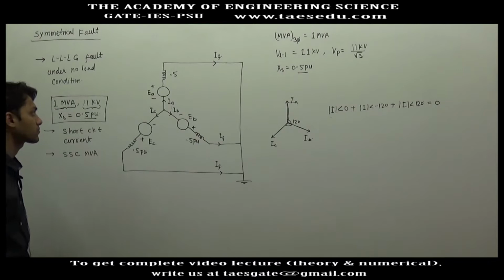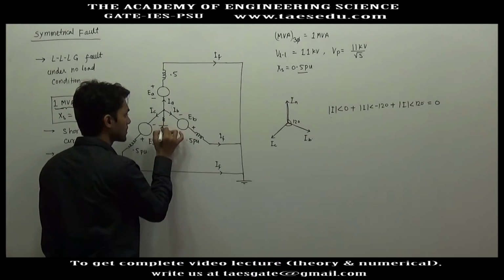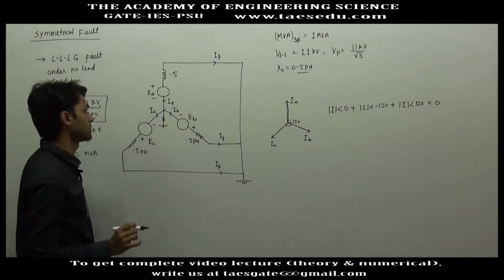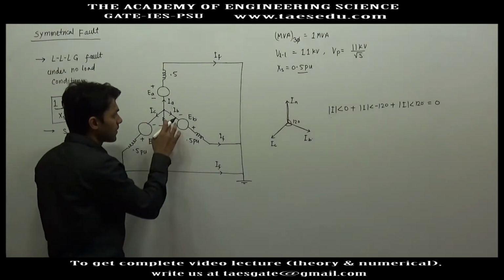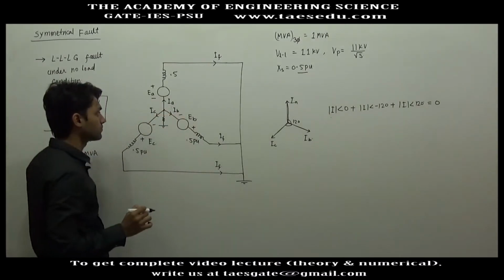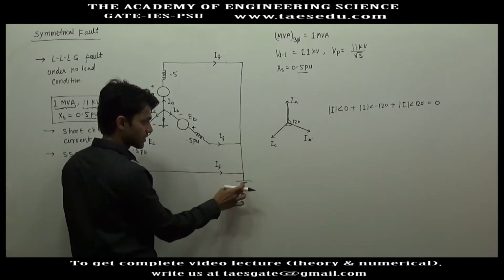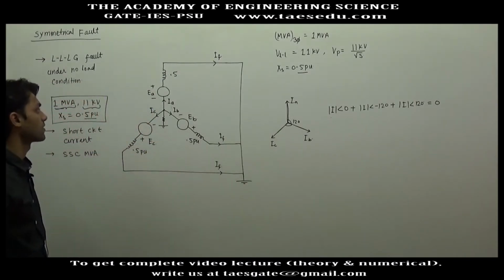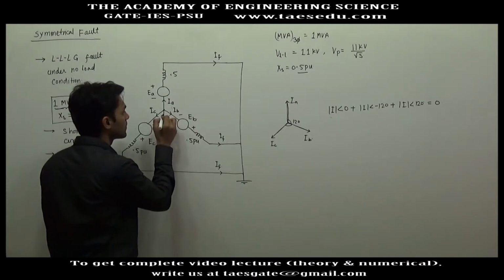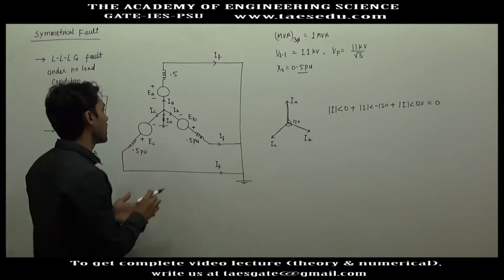Now if you connect a resistance here or any impedance here and you connect it to ground, basically I am trying to find out the potential of this point. This is connected to ground here, this is also connected to ground, and let's say this current is IN or IG.